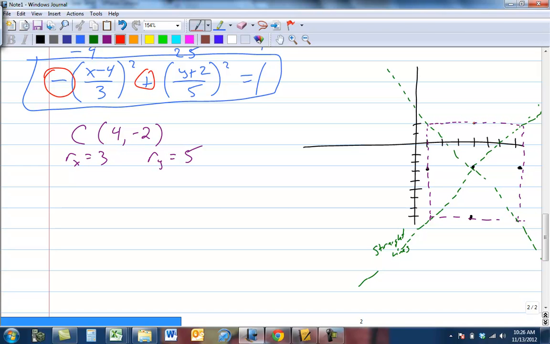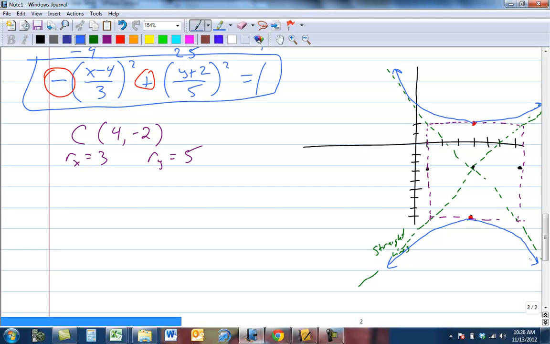So the midpoints of this box are going to be kind of like the vertex of this hyperbola. And then it's going to go up along the asymptotes and right along the asymptotes like that. All right, so there's the graph. Ugly as it is, there it is.